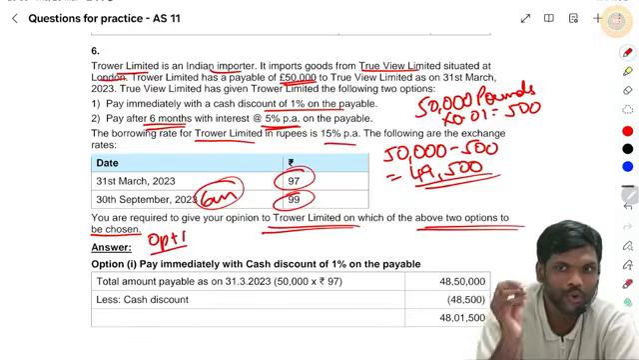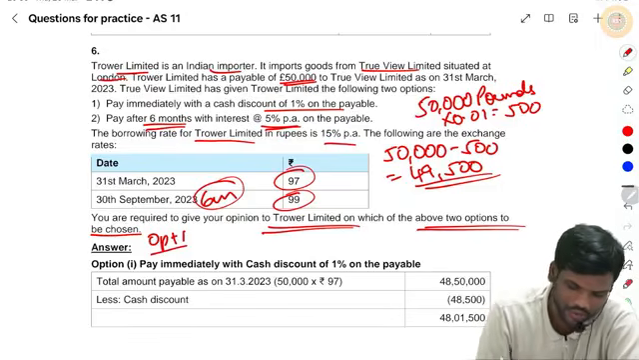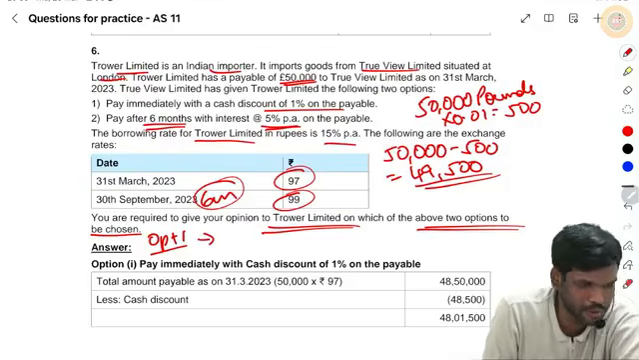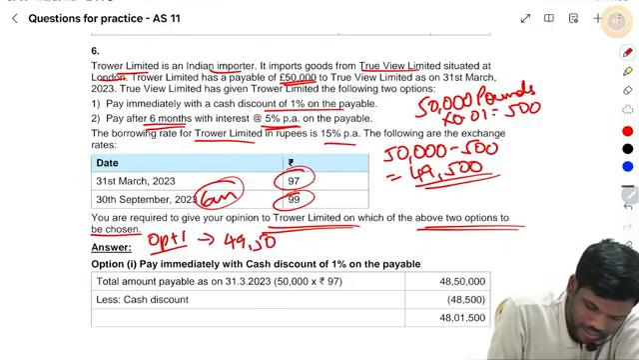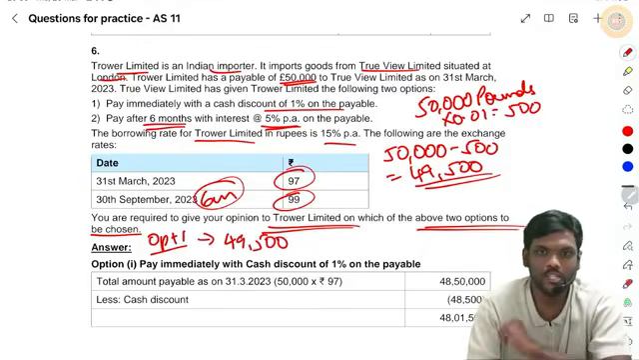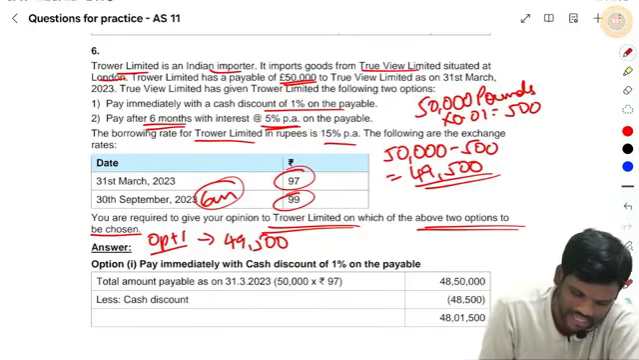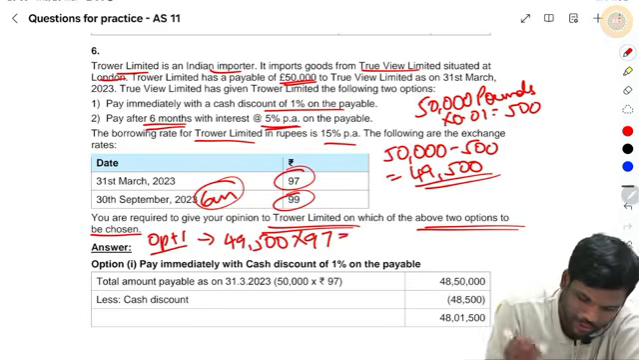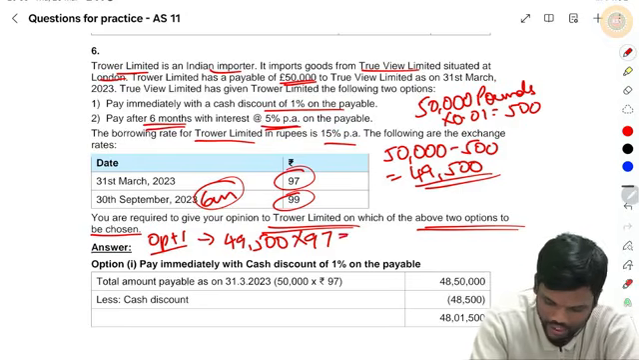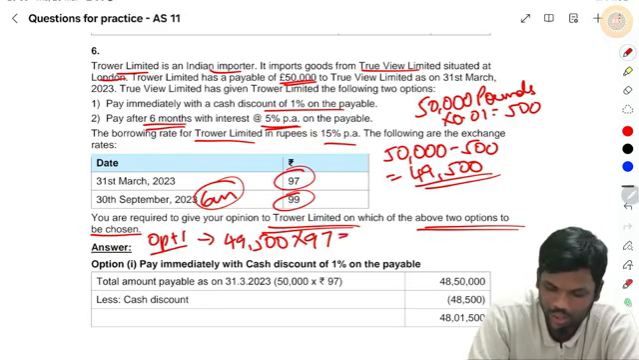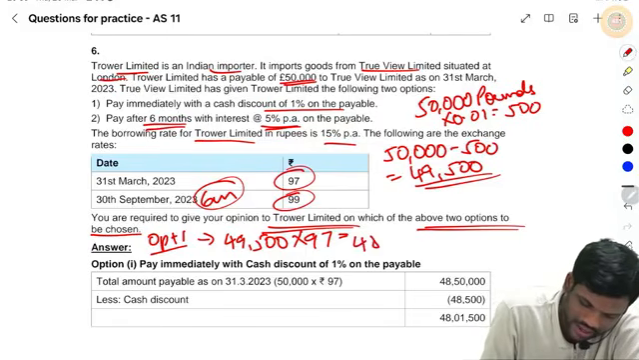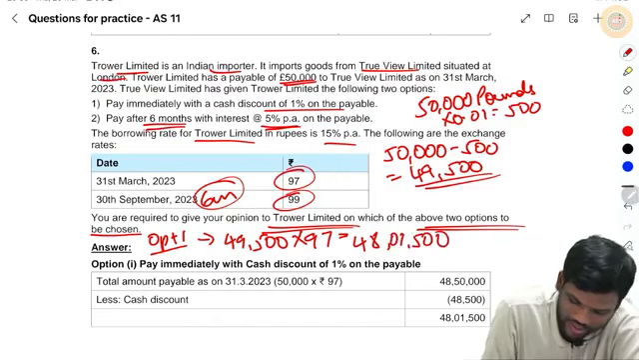Option 1 is you have to pay immediately, and when you pay immediately, how many pounds you will pay? 49,500 pounds you will pay, because you will get 1% cash discount, and for that the exchange rate is 97. So effectively you will pay 49,500 into 97, which is 48 lakhs 1,500.